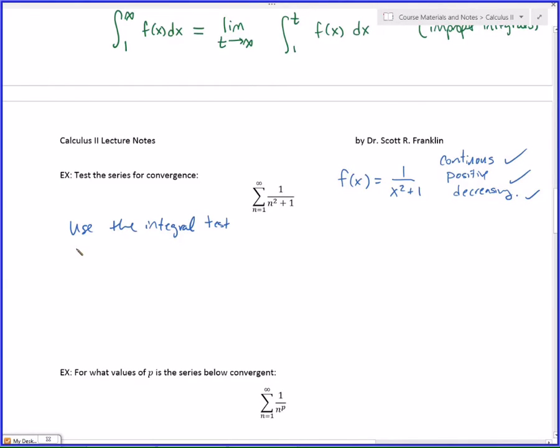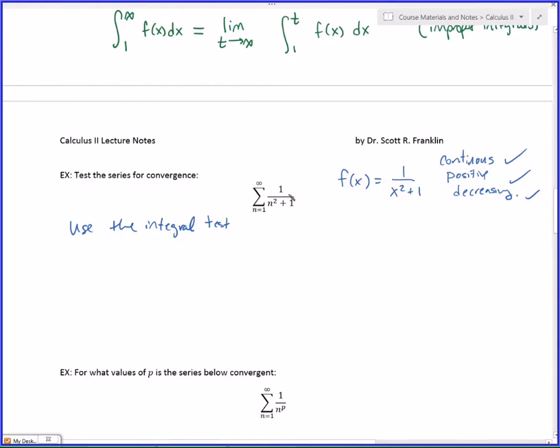Which means all I've got to do is find the integral, and if it converges, then this series converges. If it diverges, then this series diverges. Does it diverge if it goes to 0, right? No, if it goes to any number, it's convergent. If it goes to infinity, or it doesn't exist, or it goes to negative infinity, then it diverges. So diverges means doesn't go to a number. But 0 is a number.